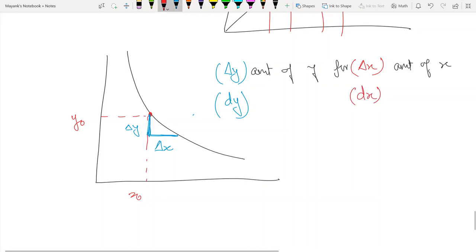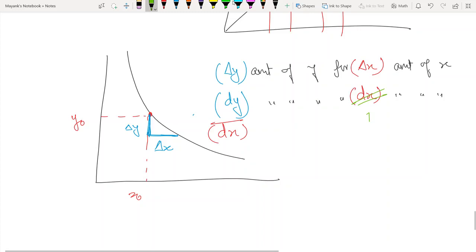Now, the thing is, applying your unitary method, if you are willing to exchange dy amount of y for dx amount of x, you are basically willing to exchange dy by dx amount of y for 1 unit of good x. Now this 1 unit, remember, is not an SI unit. This is the unitary method kind of unit. It's basically a multiplicative factor.